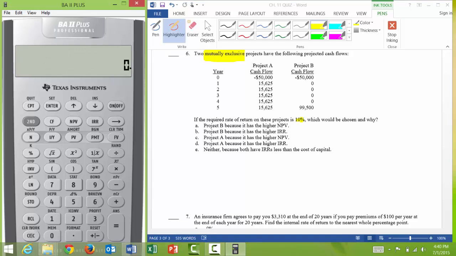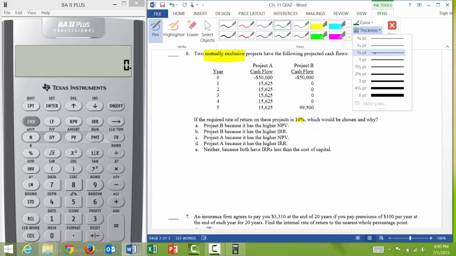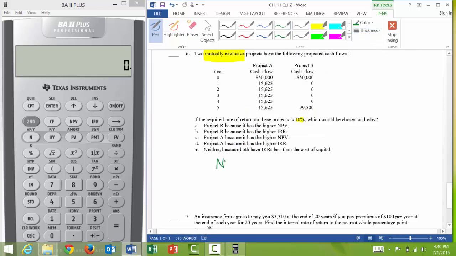So if I go to the cash flows, I need to enter my cash flows for project A, and so I'll get... that's not what I meant to do. I'll get the NPV for A and then compare it to the NPV for B.